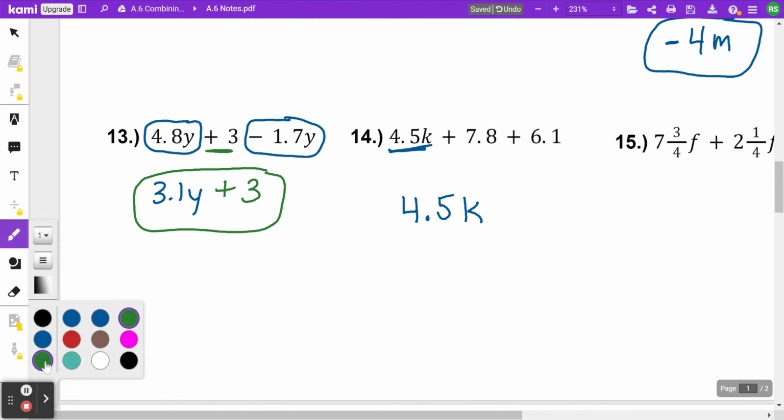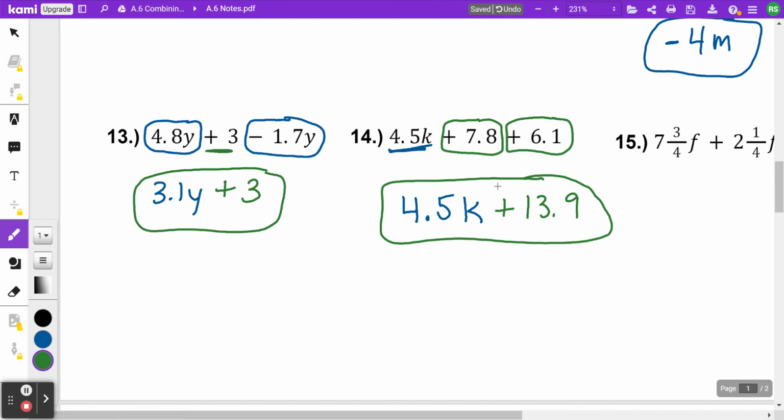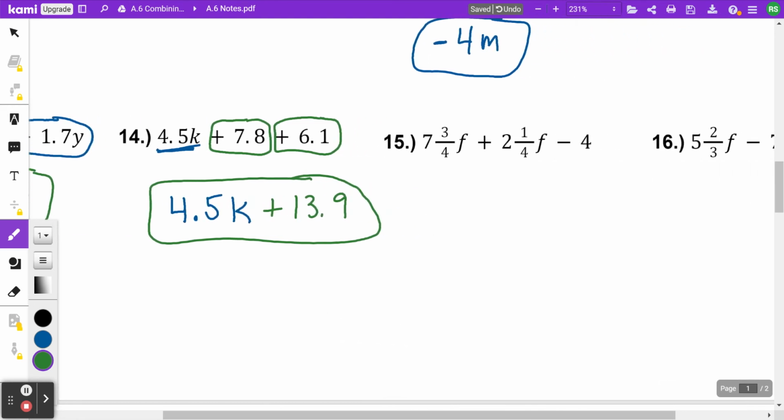Okay, we can, however, combine the 7.8 and the 6.1. Those are both positive values, so let's just add them up. 7.8 plus 6.1 gives me 13.9, and since it's a positive, it becomes a plus sign in between, so plus 13.9.